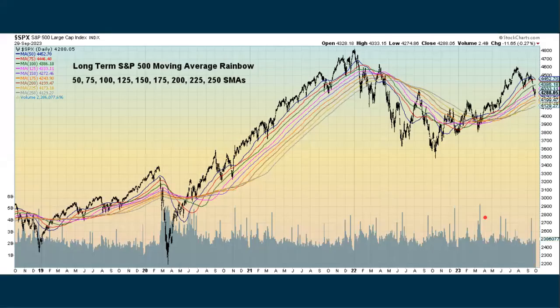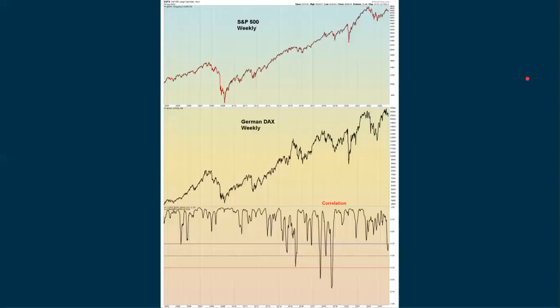Then here's a longer-term rainbow going from 50 periods up to 250 periods, and we're right inside the rainbow. The longer we stay in here, you can see the shorter-term moving averages are starting to roll over a bit. And then we take a weekly chart of the S&P on top, and a weekly chart of the German DAX, their main index, in the middle, because sometimes they have a pretty strong correlation. When this bottom indicator gets up to a really high reading, that means they're going in the same direction. Right now, they're more in neutral territory and having a tendency to go in opposite directions.